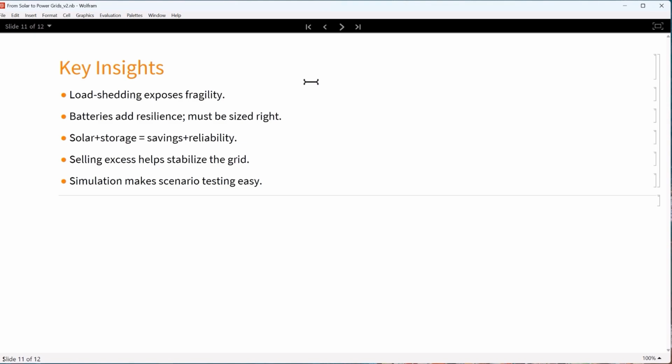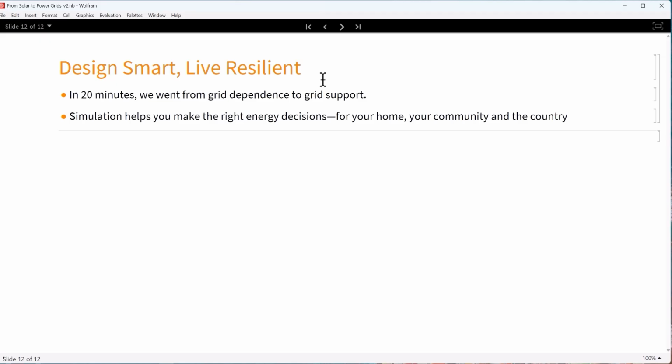In this presentation, we moved from grid dependence to grid independence and ultimately to the idea of grid support, where households not only consume power but also contribute to grid stability. Simulation empowers us to make smarter design decisions and helps us make the right energy choices for our homes and communities. Thank you.